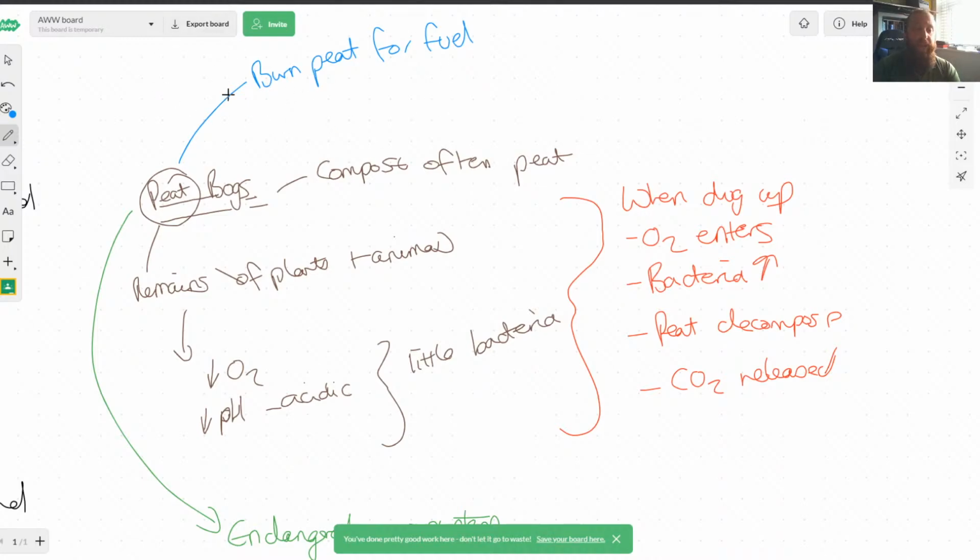So yeah, a lot of people will burn peat, so they dig it up, it stinks, it's really vile to smell, although you can always tell if you're going into an area that burns peat because of the smell. So again, that's going to increase the CO2, and it's also going to damage the environment.